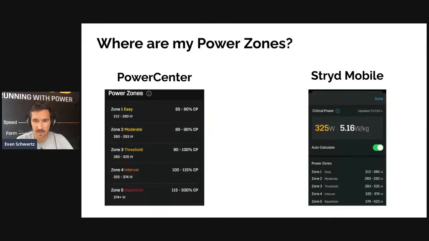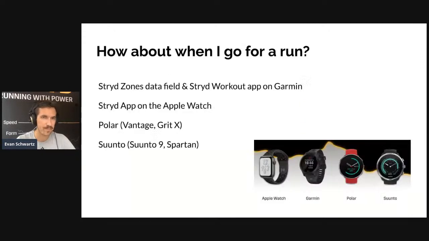You can also find the same exact zones on your Stryd mobile app. I use the iOS app, but you can find it on the Android app too. If you click on the critical power section from the home screen, this will take you to another page that shows you your power zones. So this is good to keep as a frame of reference. We'll talk about how you can actually view these during a run as well on some of the different devices and platforms that offer zone tracking and zone training.